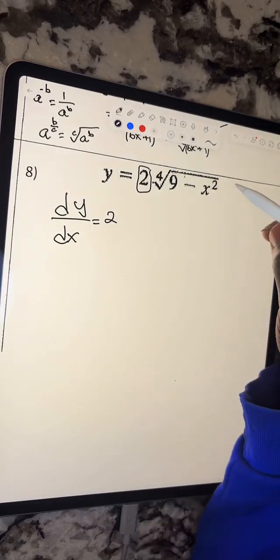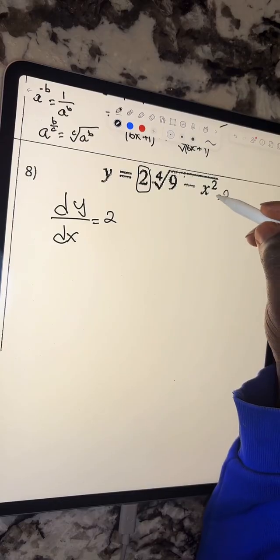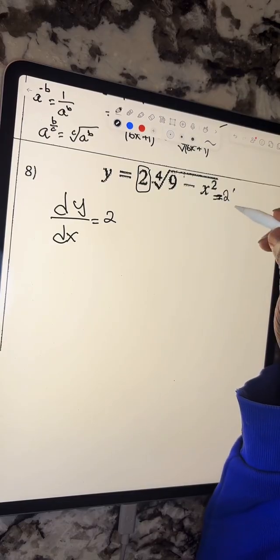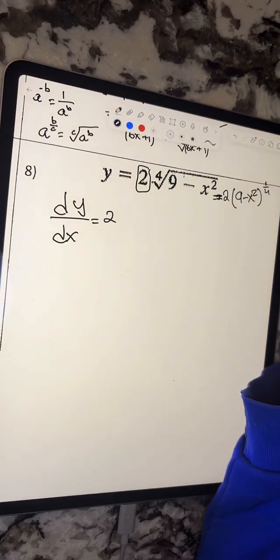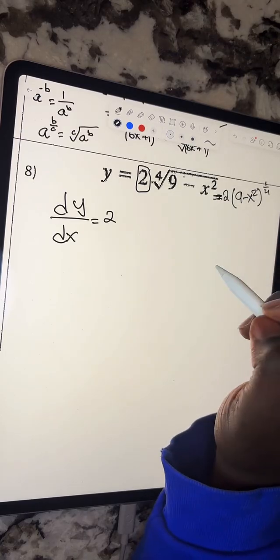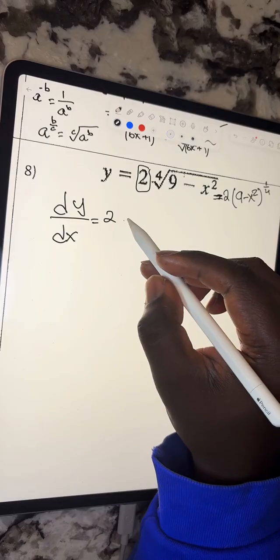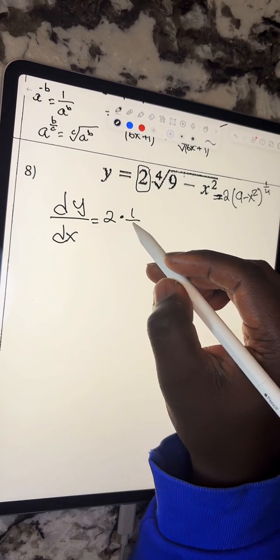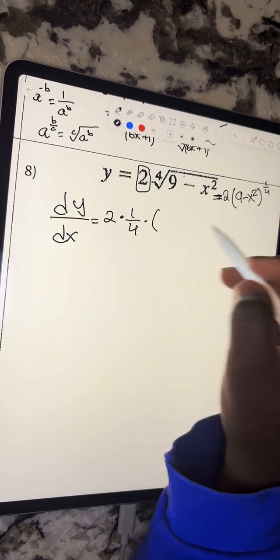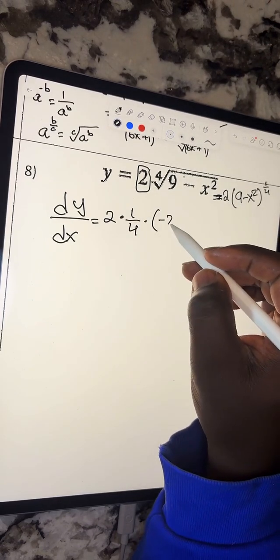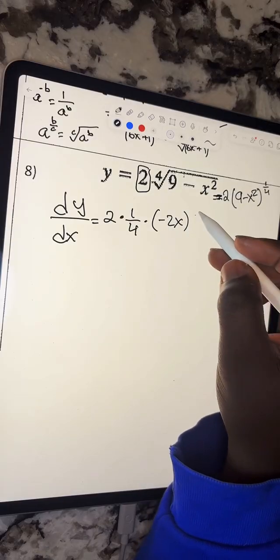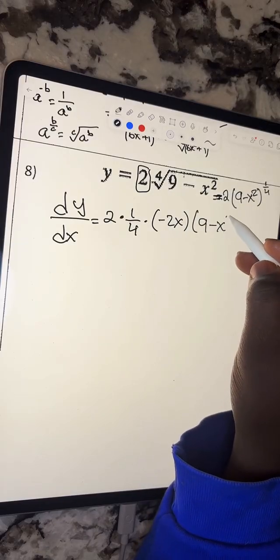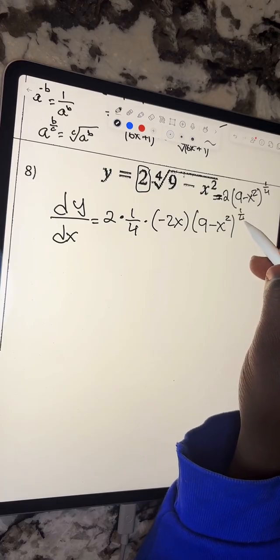You can actually rewrite this as 2 times (9 minus x squared) to the power of 1/4. Okay? And then use it here, so that would be 2 times, using the rule that we said, 1/4 times the derivative of 9 minus x squared, that would be negative 2x, times (9 minus x squared) to the power of 1/4 minus 1.